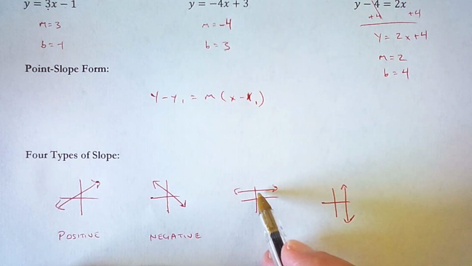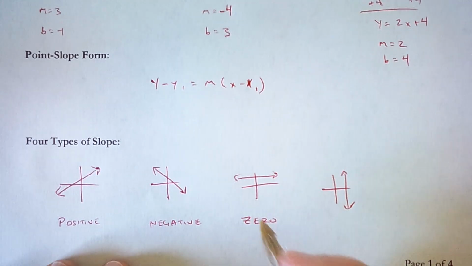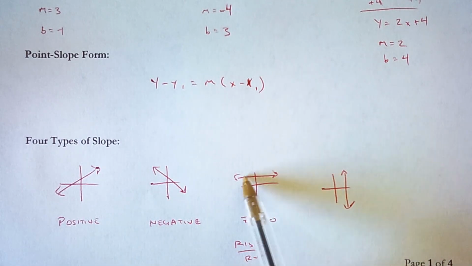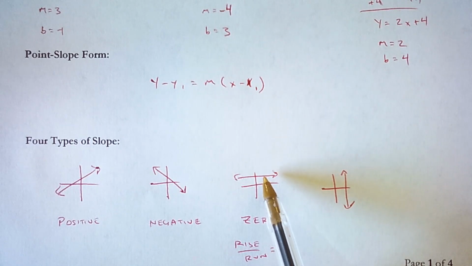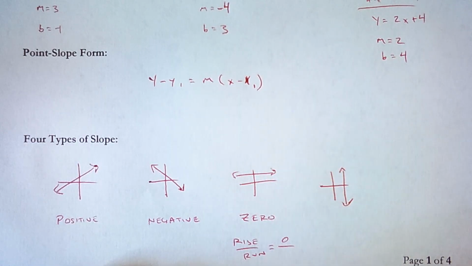Okay, now here we have a horizontal line, and that horizontal line has a slope of 0, and here's why. Slope is rise over run, and this line is not rising at all, it's not falling at all, so it has a rise of 0. It has a run, it goes left to right, so it is some number other than 0, and 0 divided by any number is 0.